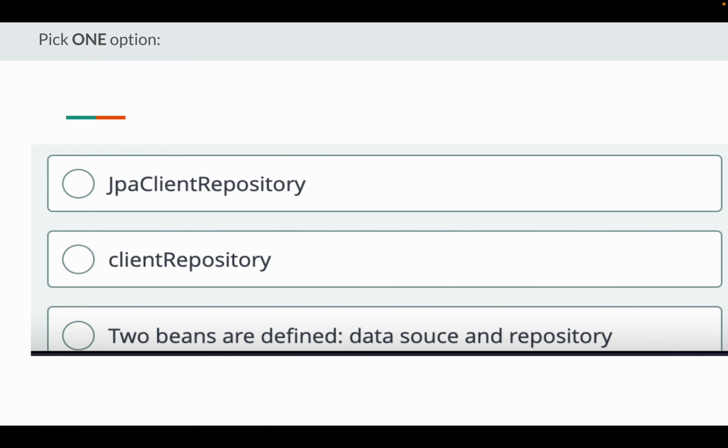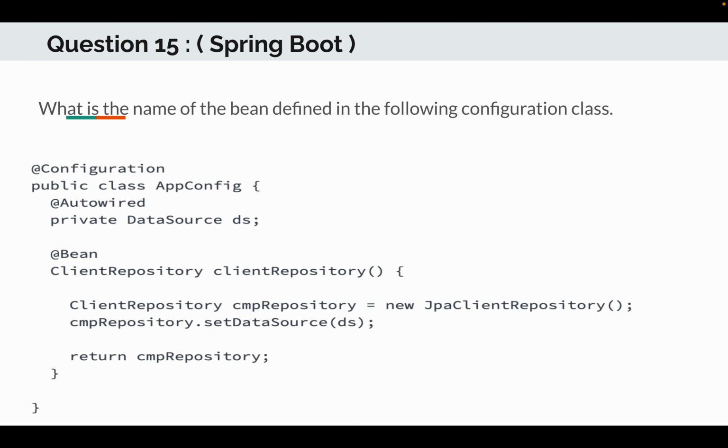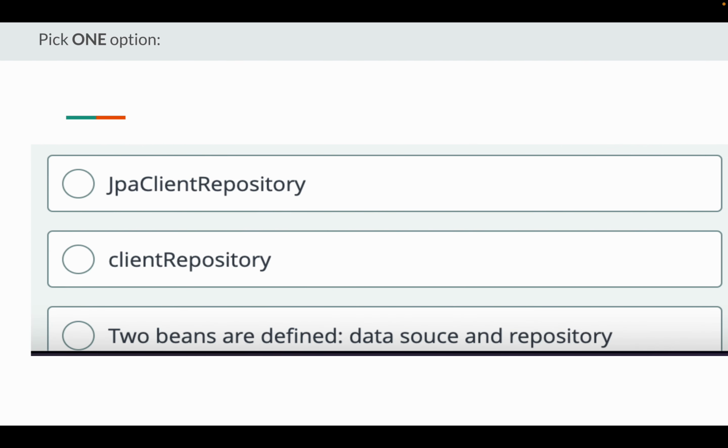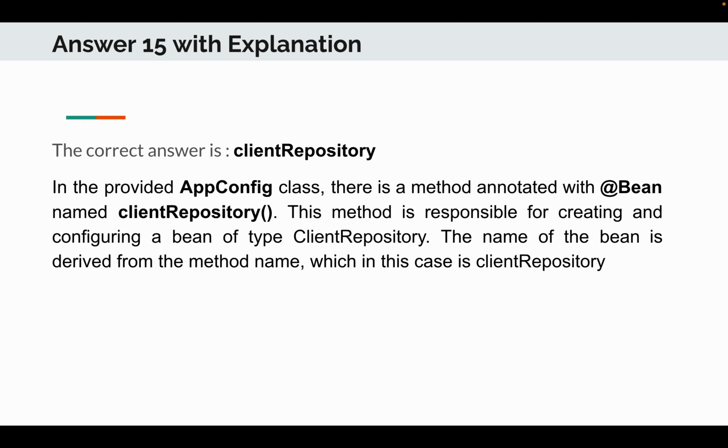Now, the correct answer, oh sorry, before moving to the answer, the options were JPA, clientRepository, and the two beans are defined, dataSource and repository. I hope you guys got the question. The question was, what is the name of the bean defined in the following configuration class? The options were JPA, clientRepository, and the two beans defined, dataSource and repository. The correct answer is clientRepository.